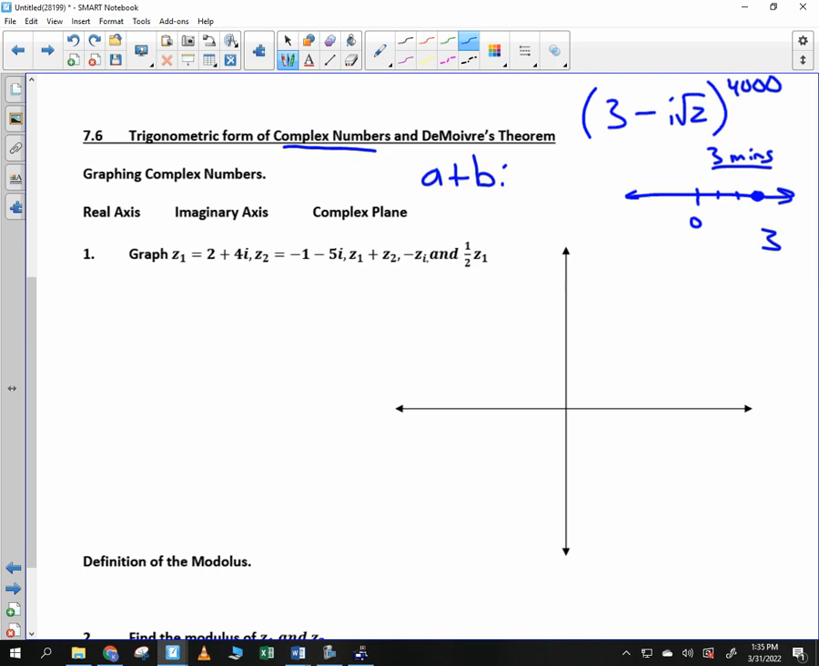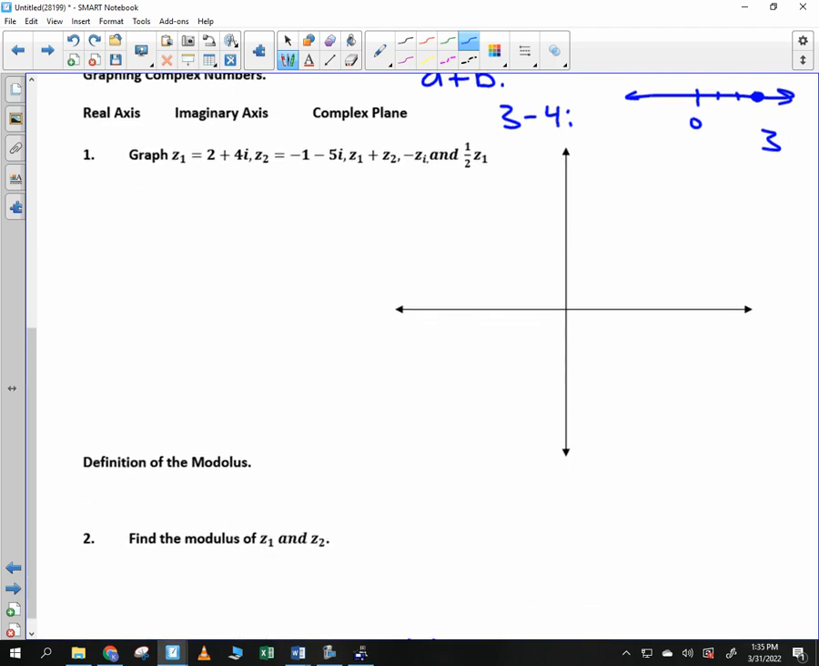So instead of graphing 3, what if I want to graph 3 minus 4i? Where does that go on here? It has a real part and an imaginary part. This is called the real number line. We have a real number line and an imaginary number line. Together, it makes up what we call the complex plane.